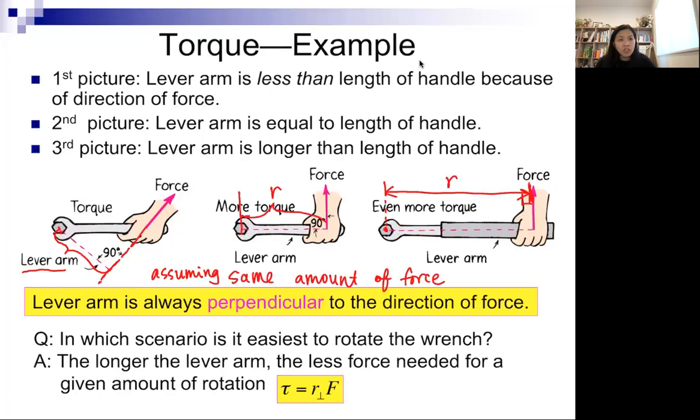Are we good with lever arm and torque at this point? Okay. So maybe we can move on.